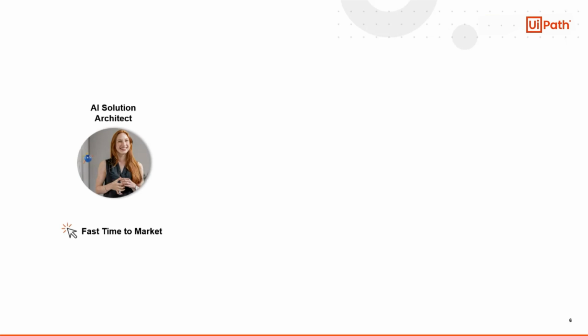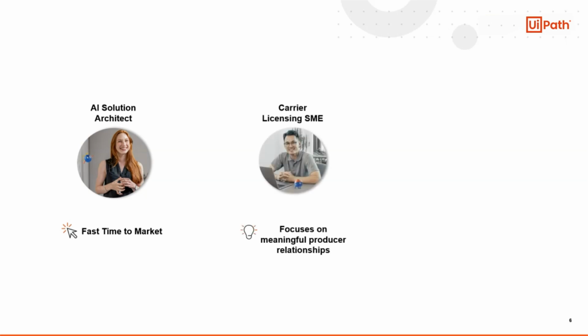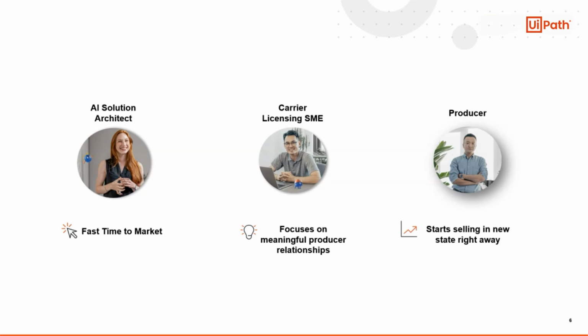With UiPath agents, we achieved the last mile of AI transformation in an end-to-end automation. But what does it mean for the people involved? For the AI solution architect, they were able to deploy this solution extremely quickly with a fast time to market, serving the needs of the business right away. For the carrier licensing support expert, they can focus on meaningful producer relationships and eliminate some of the research and the knowledge base article reference, the menial admin work that they had to do previously. And for the producer, they can start selling in that new state right away, generating revenue and income for their own business as well as the carrier they support.